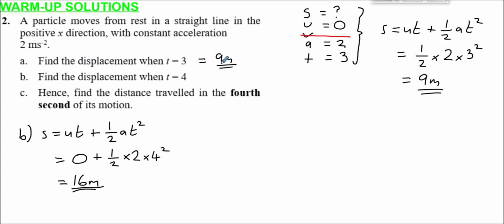So after 3 seconds it's travelled 9 meters, after 4 seconds it's travelled 16 meters. It therefore stands to reason that between 3 seconds and 4 seconds it's travelled 16 take 9, which is 7 meters. That is to say that in the fourth second, it's travelled 7 meters. And so we can add this in, and that's our answer for part C.